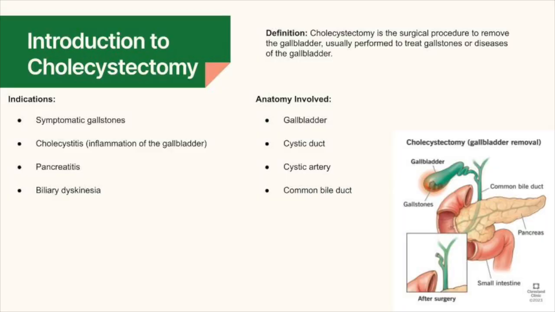Introduction: cholecystectomy is a surgical procedure to remove the gallbladder, usually performed to treat gallstones or diseases of the gallbladder. Indications: symptomatic gallstones, cholecystitis, usually an inflammation of the gallbladder, pancreatitis, or biliary dyskinesia. Anatomy involves the gallbladder, cystic duct, cystic artery, and common bile duct.